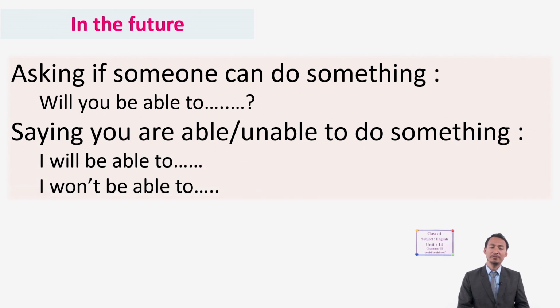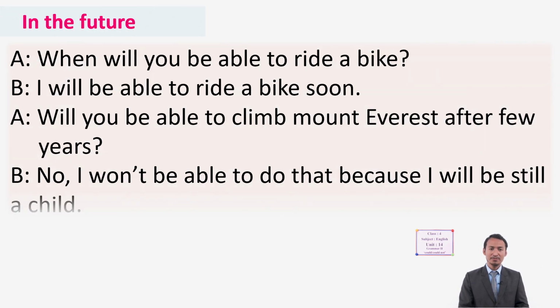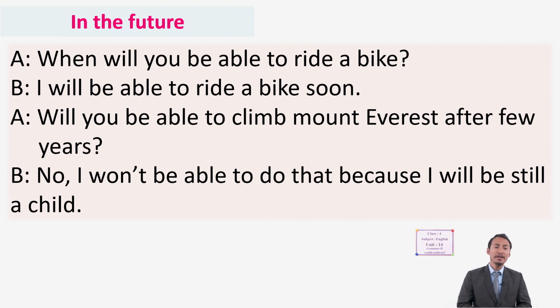Let's talk about the future. Once again, will you be able to? You can ask the question, will you be able to speak in English fluently after 1 year? So you can say, I will be able to speak, or I won't be able to speak in English. That is the answer and this is the question. So the example can be, when will you be able to ride a bike? I'll be able to ride a bike soon. Will you be able to climb Mount Everest after a few years? No, I won't be able to do that because I'll still be a child.